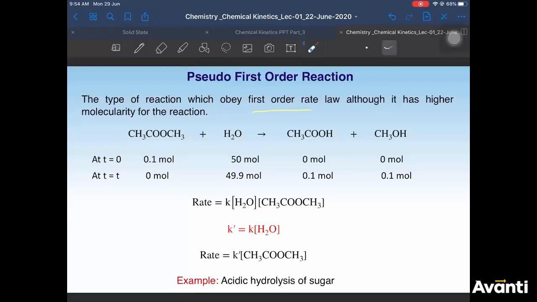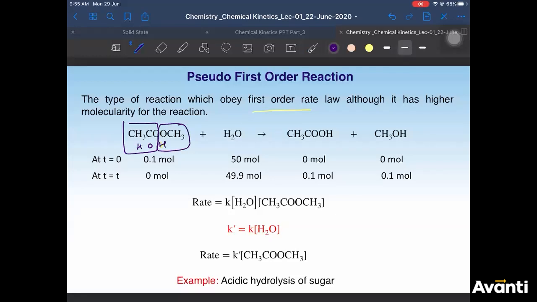For example, if you take the esterification reaction, esters are made up of acids and alcohol. So when you hydrolyze an ester, you get acid and alcohol back. How to remember? That's not difficult, guys. You can put H with the CH3O, and the other will take OH. So you can eliminate CH3COOH and CH3OH. Acid plus alcohol you'll get.